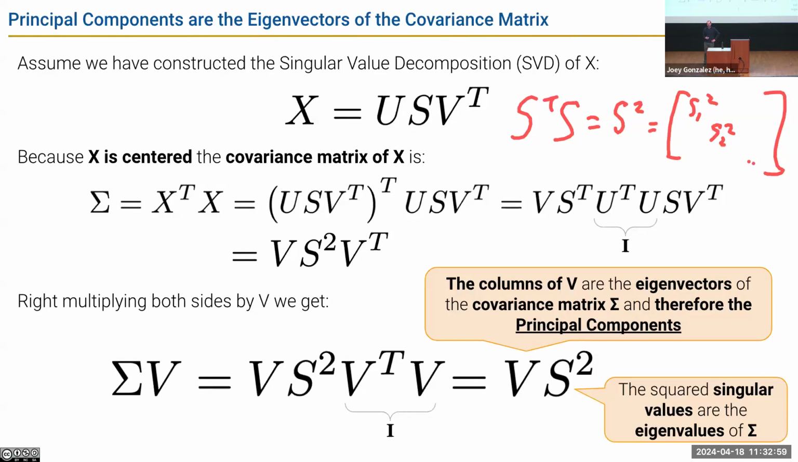That's fine too. When I have a diagonal matrix on the right of this, it's just scaling each of the columns of this matrix V by one of the corresponding sigmas. S is a diagonal matrix. So diagonal matrix times diagonal matrix, you square the elements.